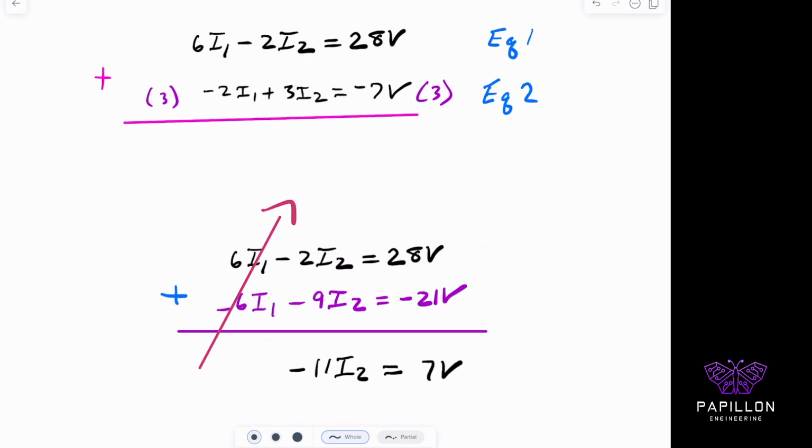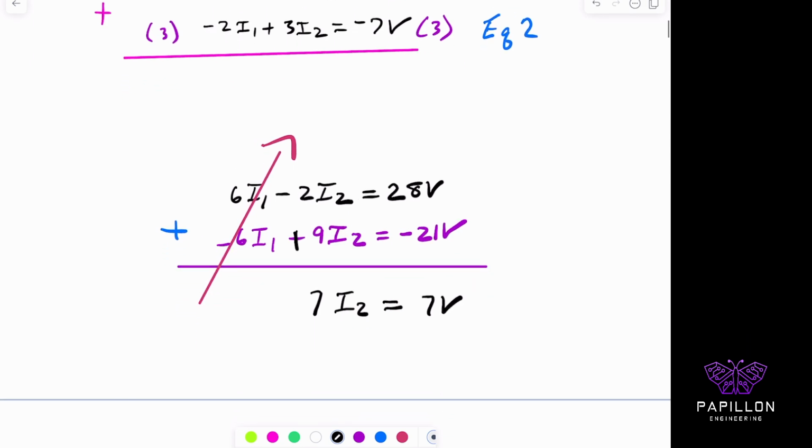So correction on that, this is actually a positive sign. It looks a little bit weird, but this is actually a positive 9, as you can see from over here, that this becomes a positive 9. So I take that back. This is actually coming out to be positive 7. I2 equals 7 volts.